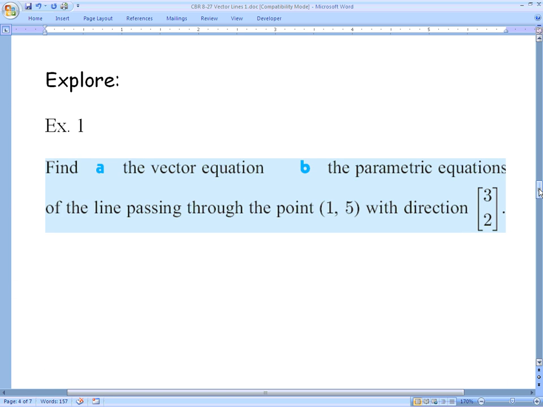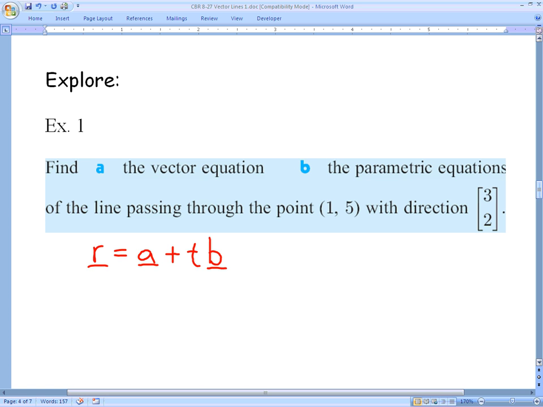So to start with, we are asked to find the vector equation as well as the parametric equations of the line passing through the point (1, 5) with the direction (3, 2). Again, we want it to be in this form, r equals a plus t times b, where r, a, and b are vectors, and t is our scalar.